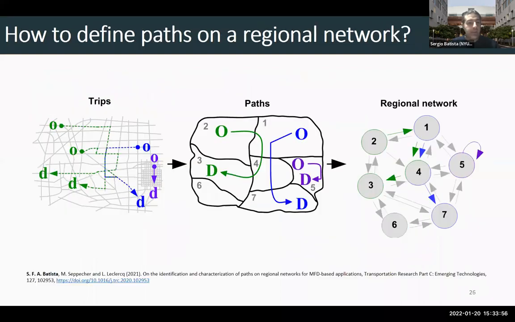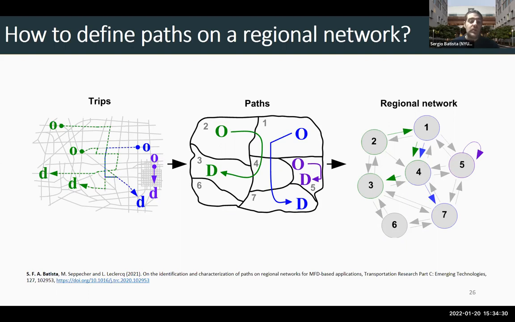Can you go to the next? So the first step is how to define paths. As I was explaining to you in a previous slide, we have trips and we just check what are the sequence of traveled regions by these trips following the definition of the partitioning, as it is exemplified here from the left to the right, where you can see how these trips are transformed into paths in our regional network.